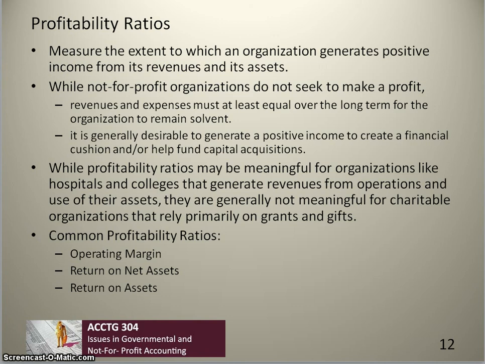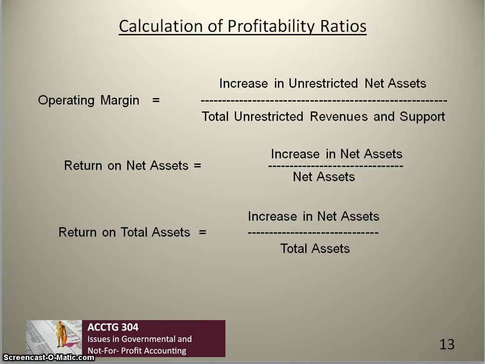Common profitability ratios are the operating margin, return on net assets, and return on assets. The ratios are shown here. Operating margin is increase in unrestricted net assets divided by total unrestricted revenues and support. Return on net assets would be increase in net assets divided by net assets. Return on total assets would be increase in net assets divided by total assets. In all three cases, a higher value for these ratios would be a sign of strength for an organization.